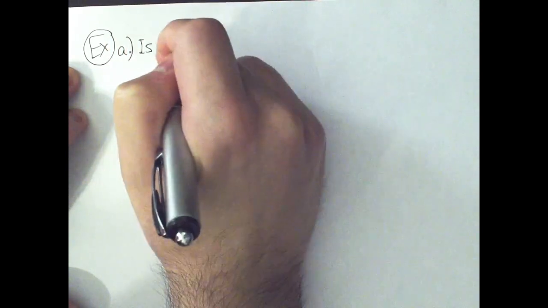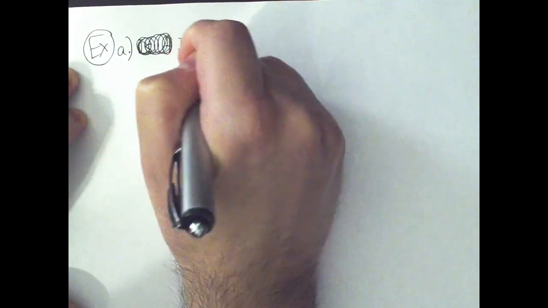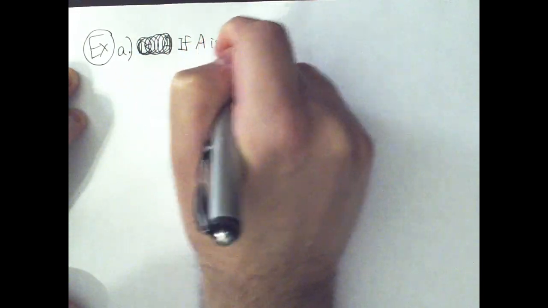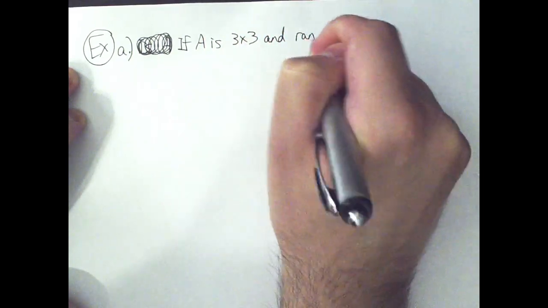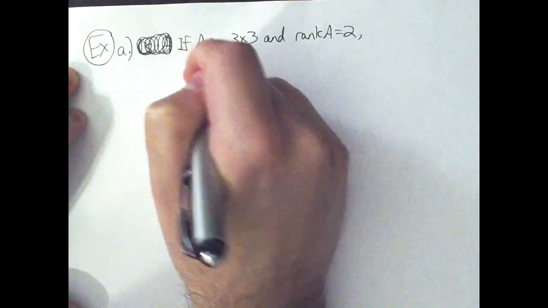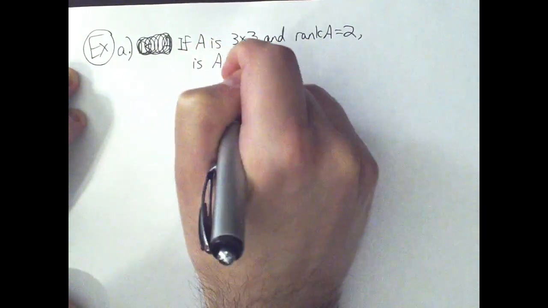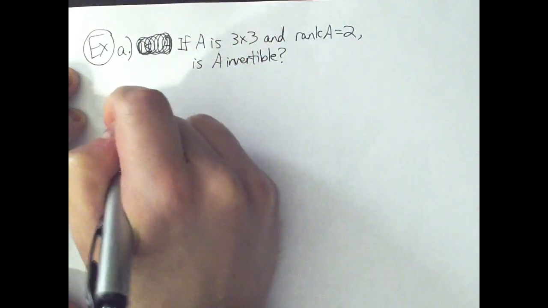Let's try to apply some of this. So I'm going to ask you to try it, but I'm going to write 3 questions. I'd like you to wait till I write all 3. That's not supposed to be "is." That's supposed to be: if A is 3 by 3 and the rank of A is 2, is A invertible? Don't answer it yet. Wait till I write all 3.